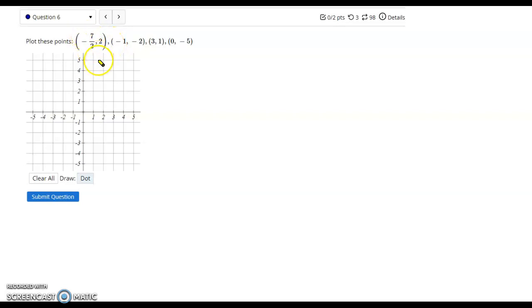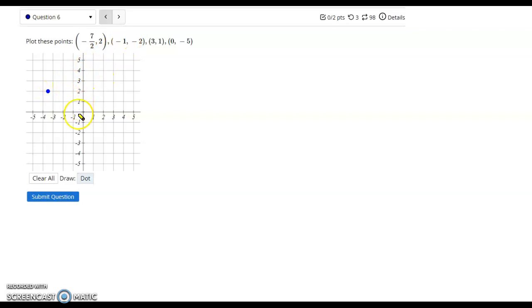We've got halves on this one. So we've got negative 7 halves. Well, if we converted that to a mixed number, we know that's going to be negative 3.5. So we'll be at negative 3.5 and then up 2. So we'll be like right there. So same thing, you just have to do the halves.